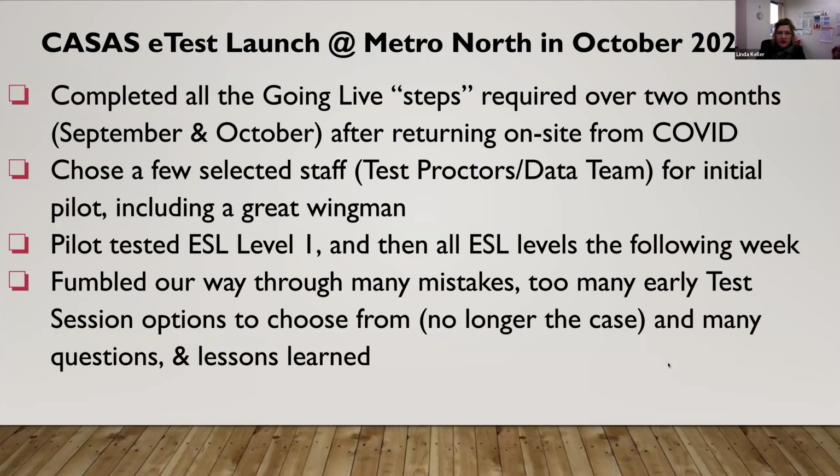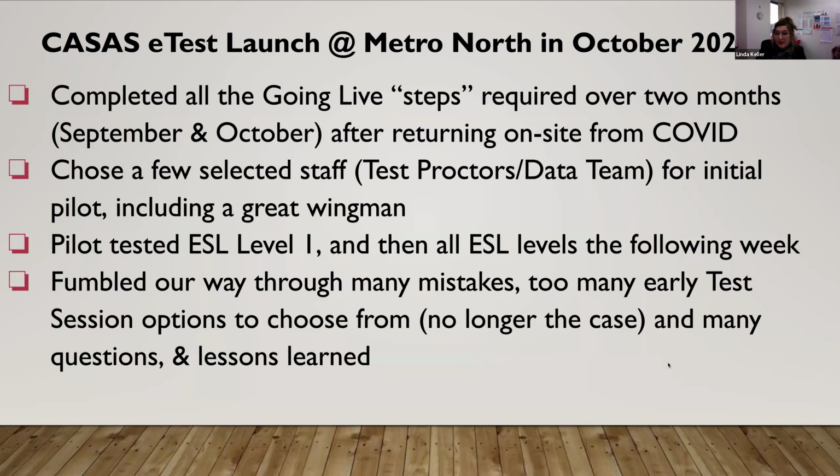And I had a really great wingman who has since left Metro North, and I'm still sad, but provided me a ton of support, was willing to try new things, listened, and came up with some good documentation and steps and screenshots. And yeah, so we pilot tested ESL level 1 for a week, and then we did all of the ESL levels the following week. The Blaine location doesn't regularly use CASAS goals and goes to math. So we had historically just used Life and Work Reading and Life and Work Listening with our English language learners, and now we're using STEPS.